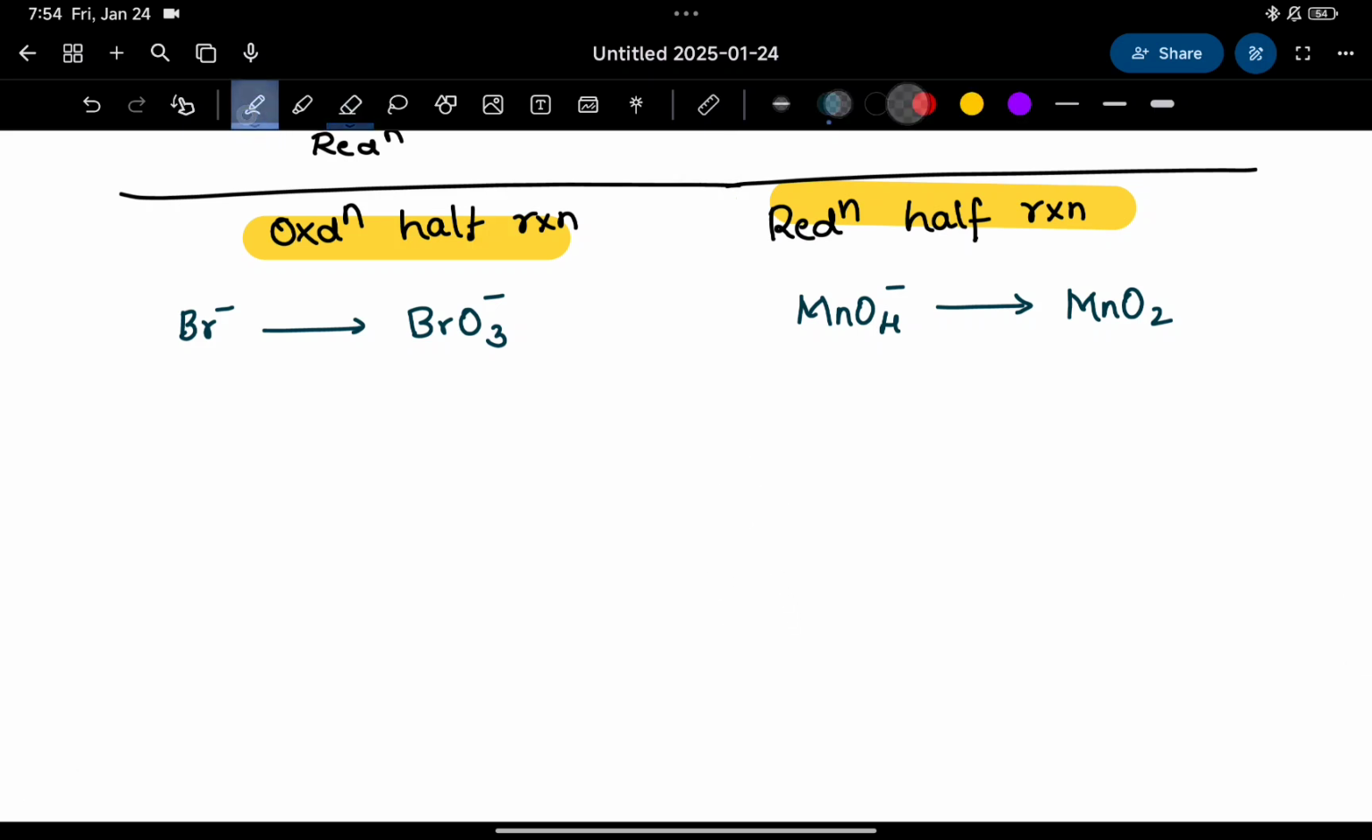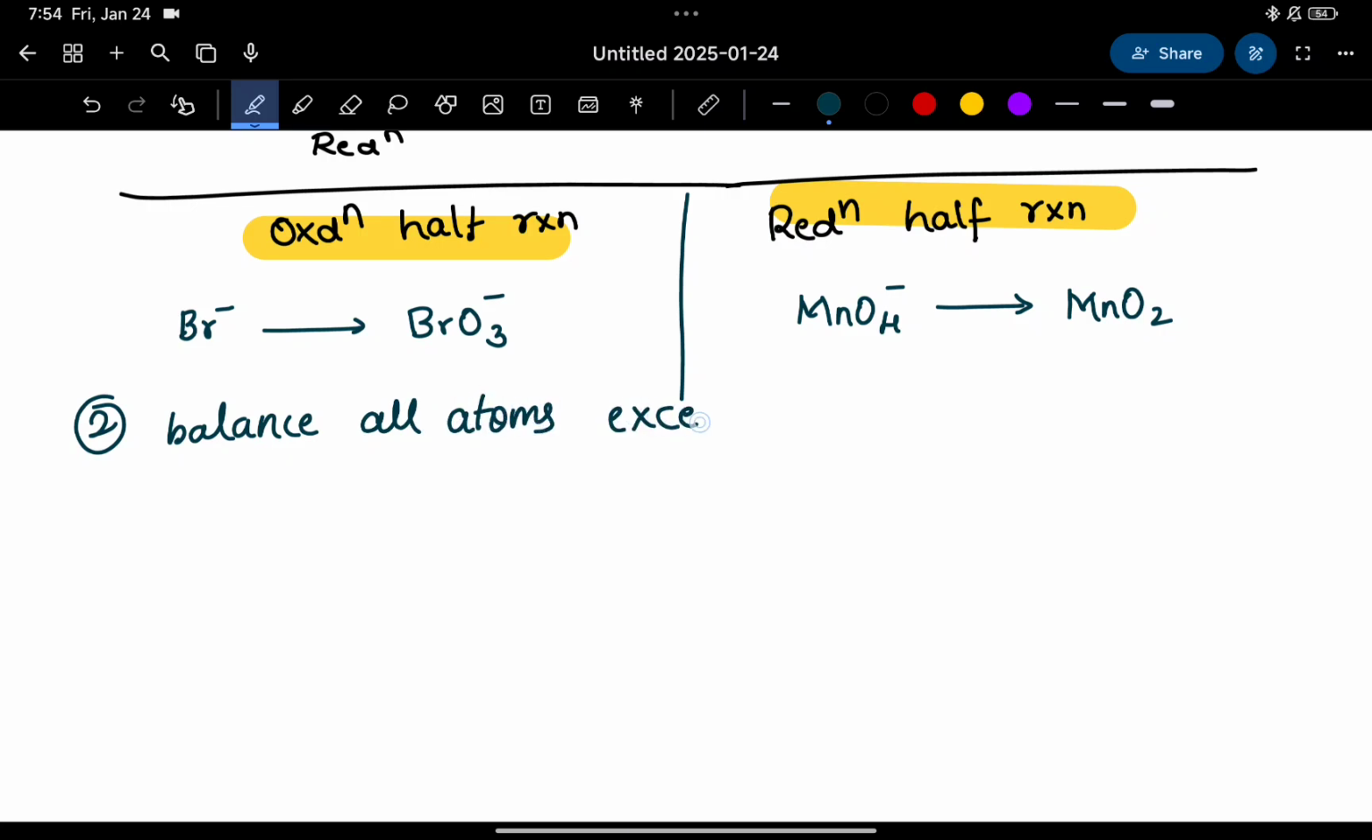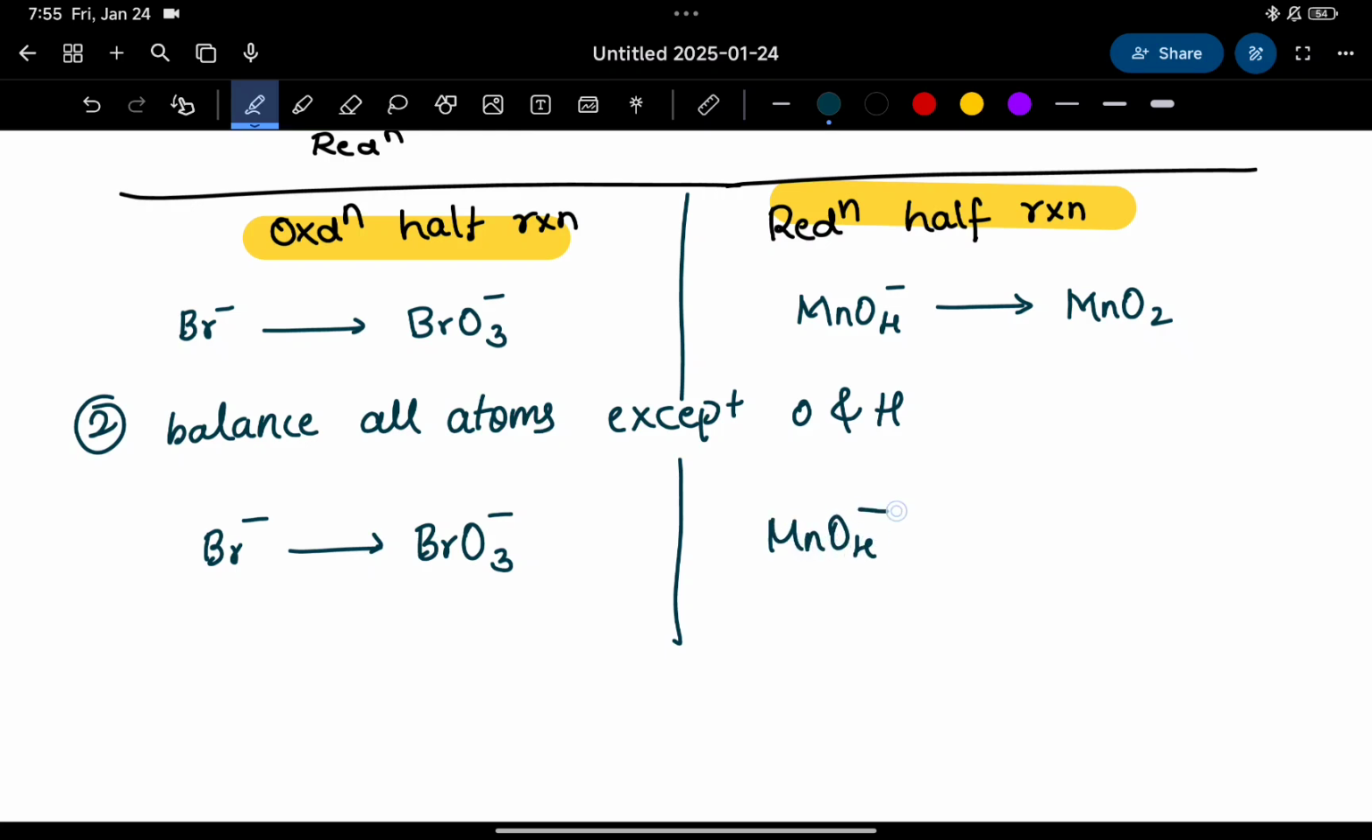Once you have written this, next you need to start balancing atoms. Second stage: balance all atoms except oxygen and hydrogen. Here we have 1 Br, and here also we have 1 Br. In this case, we don't need to make any changes, so I'll rewrite this equation as it is. Br minus gives BrO3 minus. In this case, there is 1 manganese here, and here also we have 1 manganese. So no need of any change here as well. We can write it as it is.